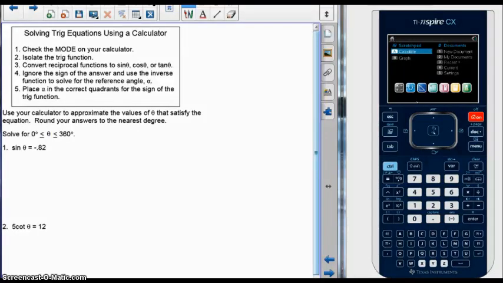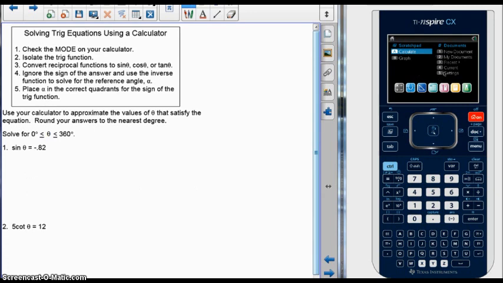Alright, so we're going to be solving trig equations using a calculator. The first thing you want to do is check the mode on your calculator. Recall that you can do it from 5 here on the home screen, or you can go into your scratch pad and change that. TI-84, remember, is a little bit different, so if you need help with that, please make sure you ask me in class.